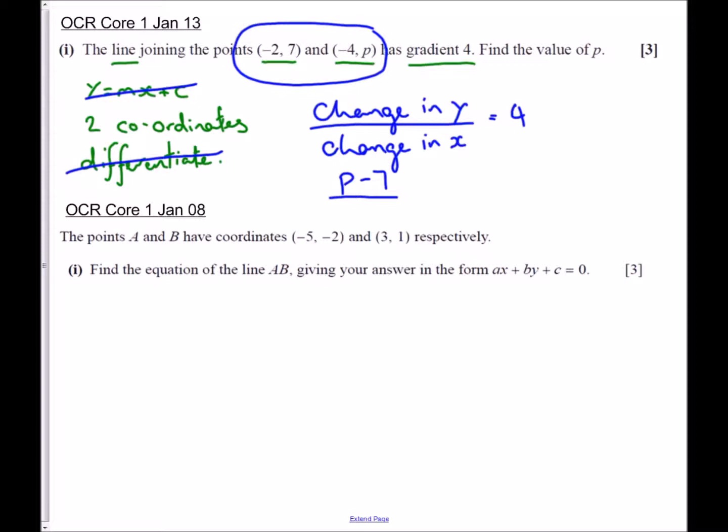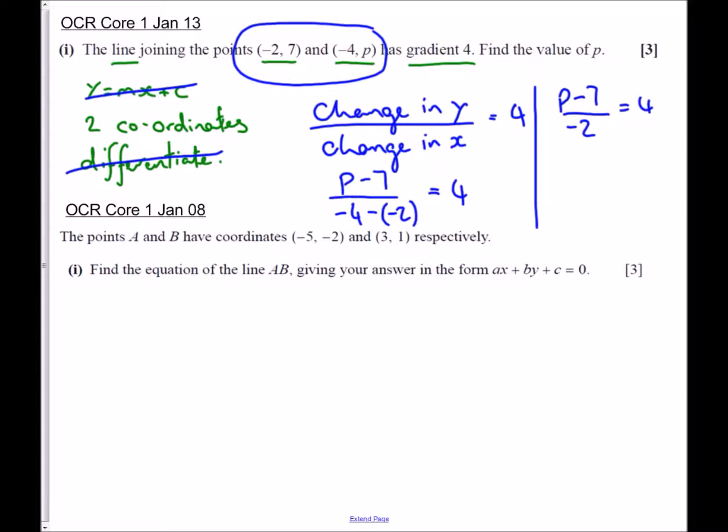Well, that's minus 4 minus, so I'm going to put minus 2 in brackets just because I know that it's very easy to make a mistake with multiple minus signs. So let's rewrite that: p minus 7 over minus 4 minus minus 2. Well, that becomes plus 2, so this is just minus 2 equals 4.